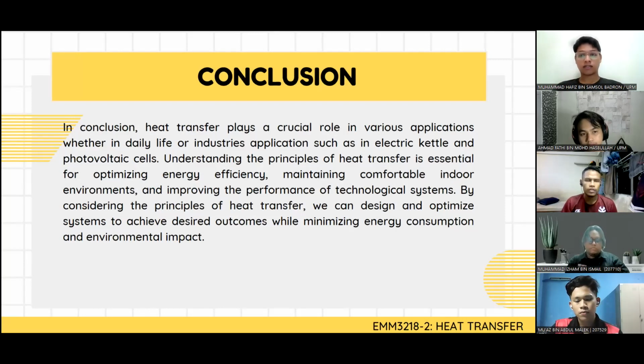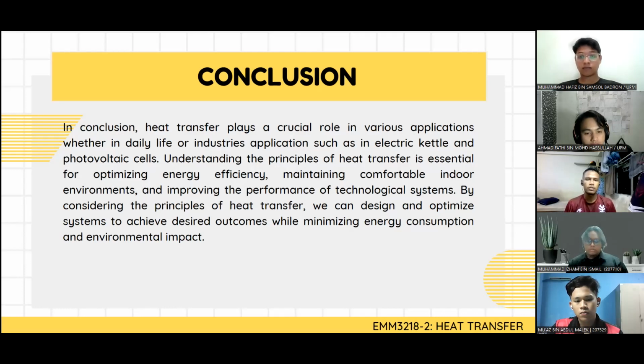So in conclusion, heat transfer plays a crucial role in various applications, whether in daily life or industrial applications, such as in electrical systems and also photovoltaic cells. Understanding the principles of heat transfer is essential for optimizing heat energy efficiency, maintaining comfortable indoor environments, and also improving the performance of technological systems.